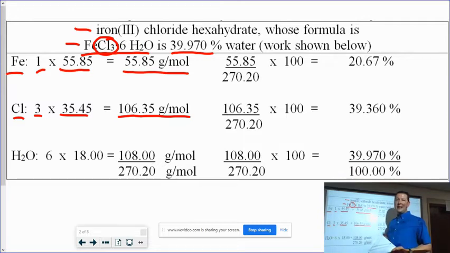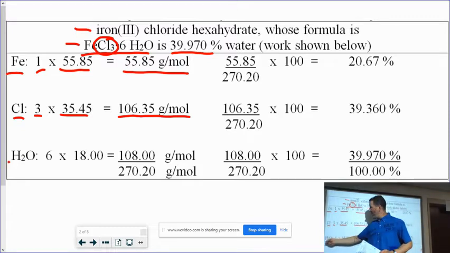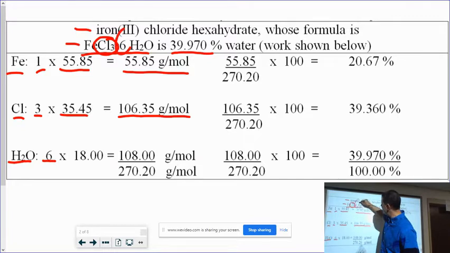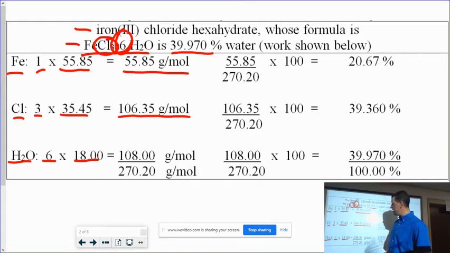And then I do water, and that's different. We don't break it into hydrogen and oxygen. We keep the water together. So we have 6 of those waters. Right there's our 6. The mass of each water molecule is 18.00 grams per mole. 2 hydrogens, both at 1.00, plus the oxygen, which is 16.00, gets us to 18.00.